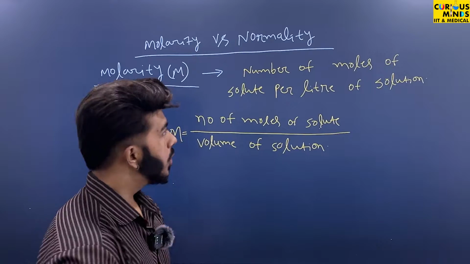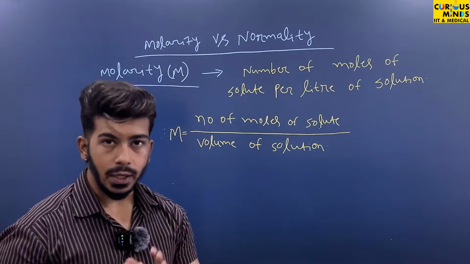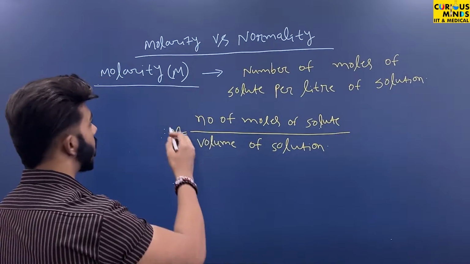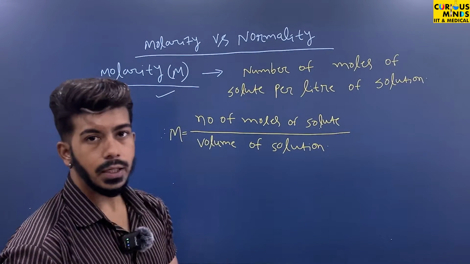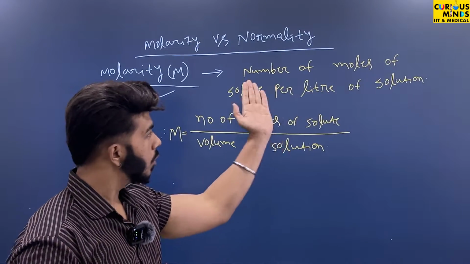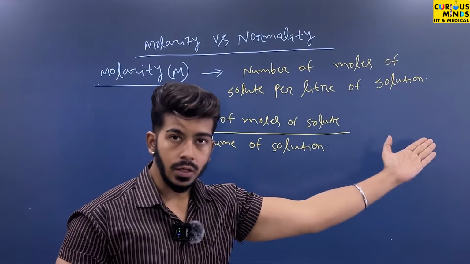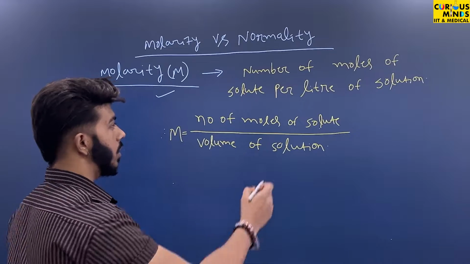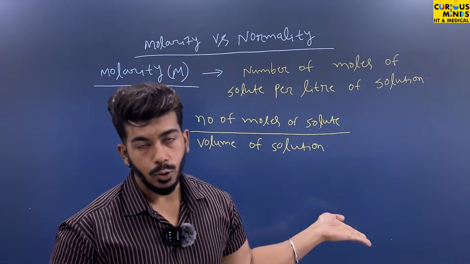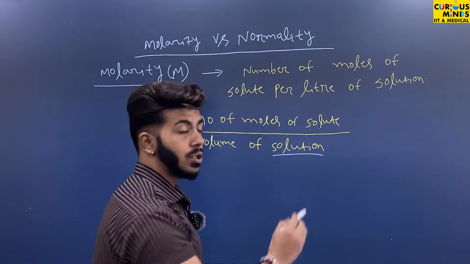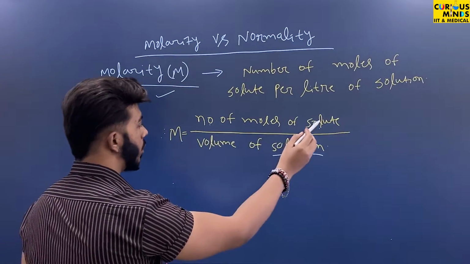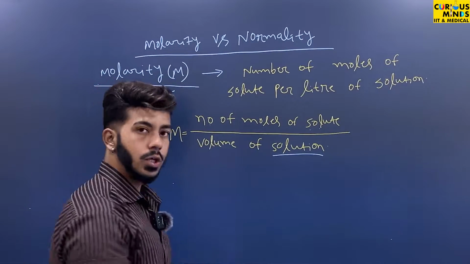Let's look at it. First we will talk about molarity, then we will go to normality in the upcoming slides. What is molarity? As written on the board, it is the number of moles of solute per liter of solution. So in the numerator there will be the moles of solute, and in the denominator we will have solution. It's not solvent, it's solution.